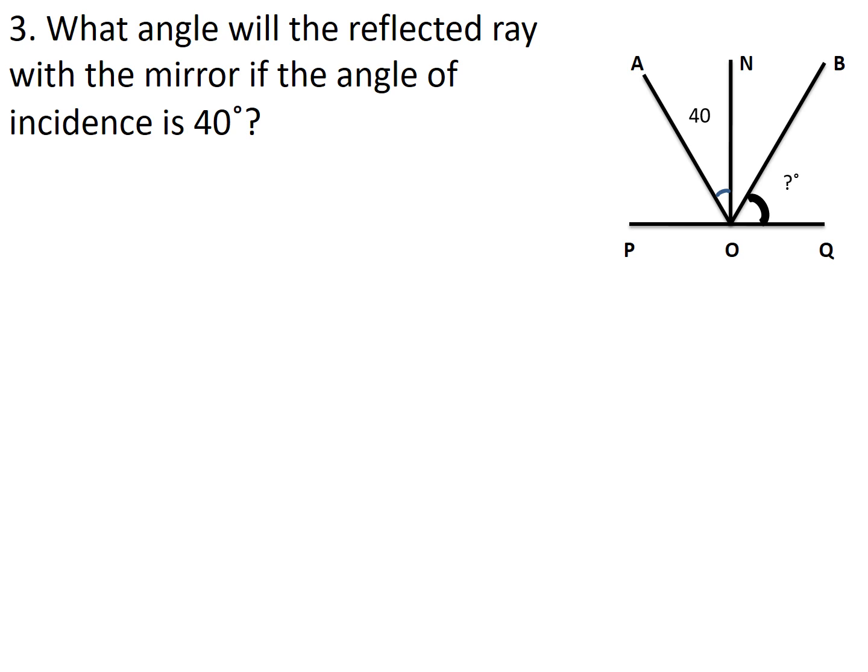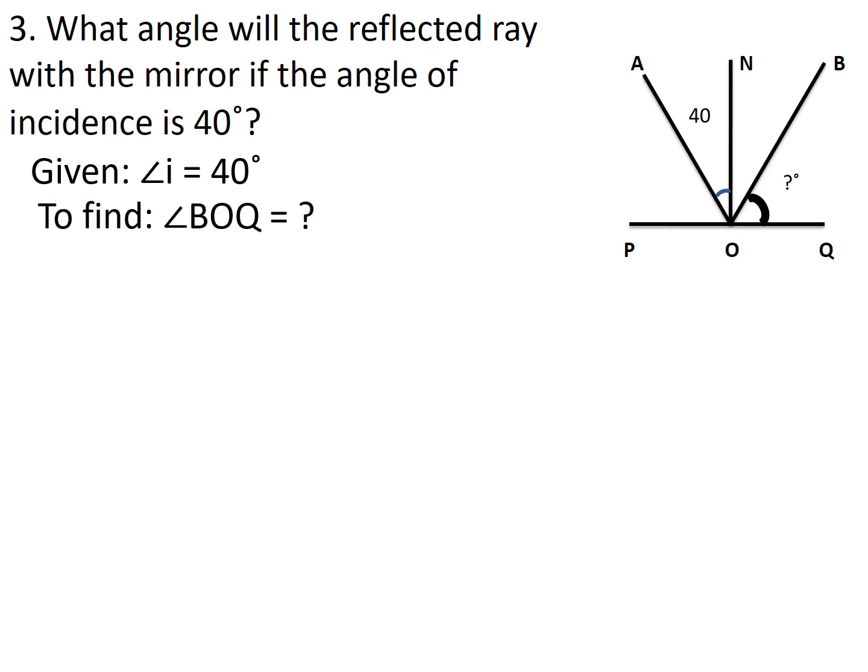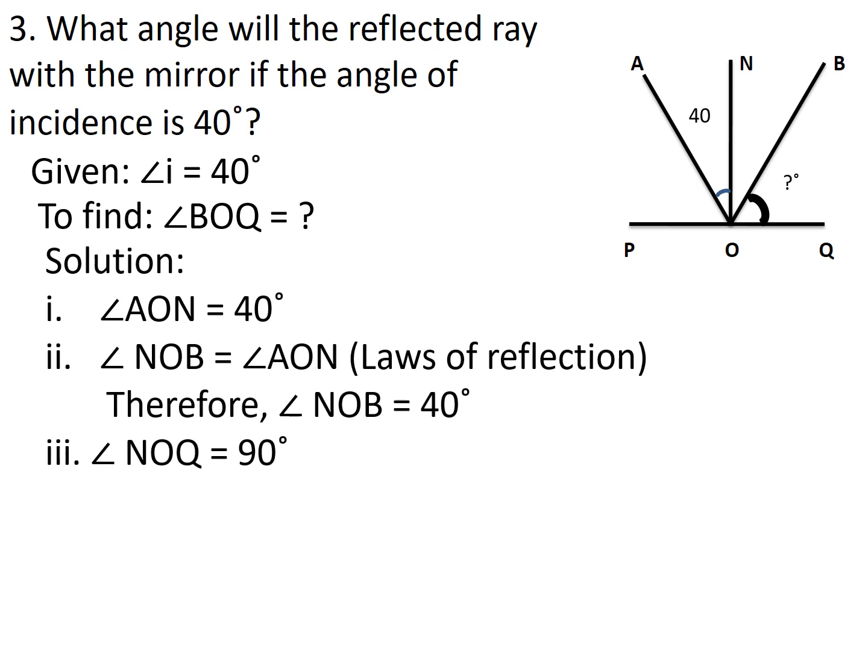Okay, now here you have to start solving. Here you have to start applying all the angles that you already know. So let's write what is given. Given is the angle of incidence, that is angle I is 40 degrees. Okay. What am I supposed to find? Angle BOQ. Angle BOQ is what I have to find. So for solution, there are three things that we know already. Okay, what's the first thing? The first thing I know is angle AON is 40 degrees.